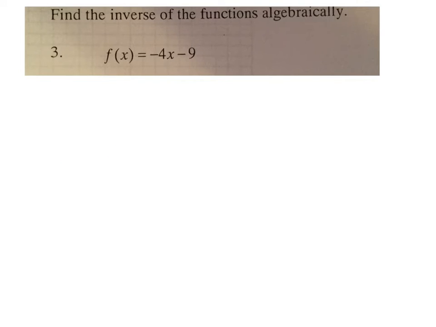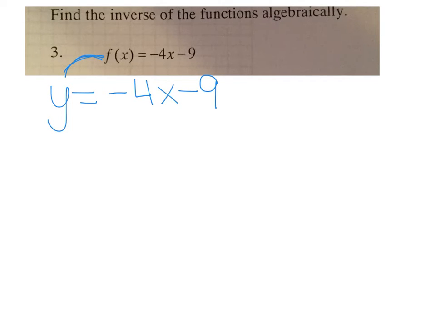Okay, number 3 is different because the directions say to find the inverse algebraically. So to find an inverse, remember we just talked about on the previous page that we switch x and y, and then we resolve for y. So I'm going to rewrite this as y equals negative 4x minus 9, and f of x and y, they're synonyms, so we haven't really done anything yet.